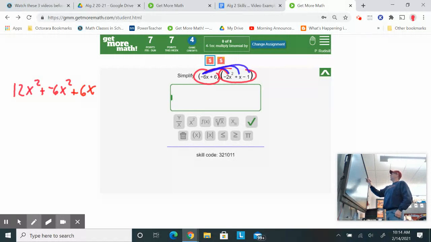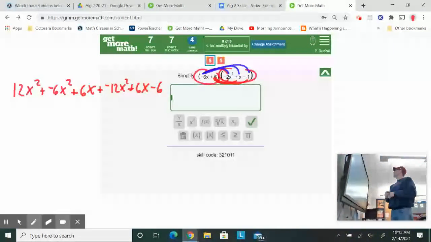All right, now I'm going to go to the second term, the 6 times the first term of this trinomial, being negative 12x squared, so plus negative 12x squared. Then 6 times x, which is 6x. And then the 6 times a negative 1, which is a negative 6. Okay, and I think I got that right. Yep, did that.